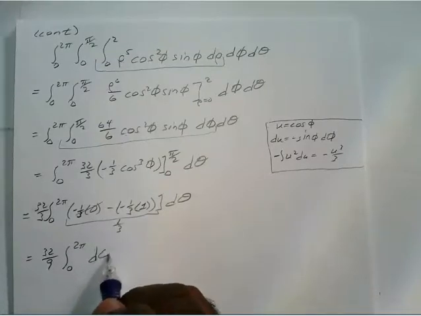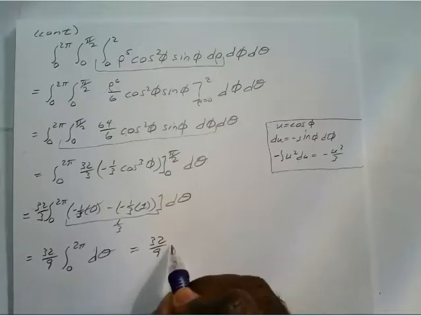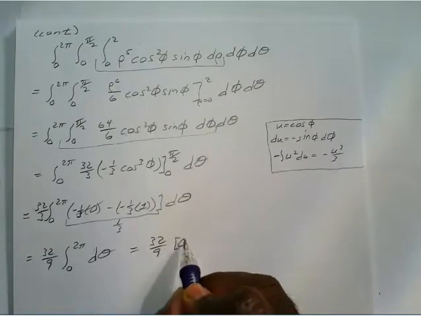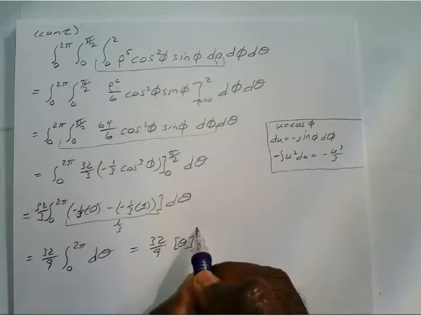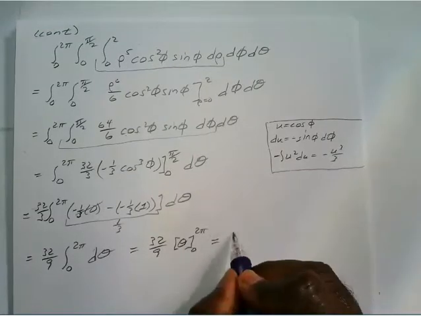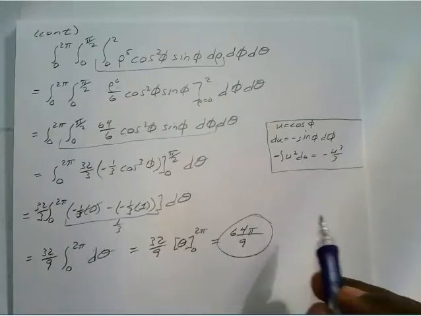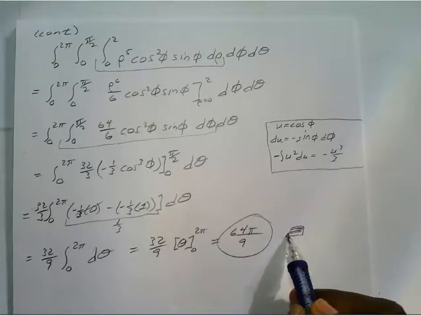So with respect to theta, we end up with 32 over 9 times theta, and that's from 0 to 2 pi. Okay, so we plug in 2 pi, we get 2 pi. We plug in 0, we get 0. So that ends up giving us 64 pi over 9 as our final answer.